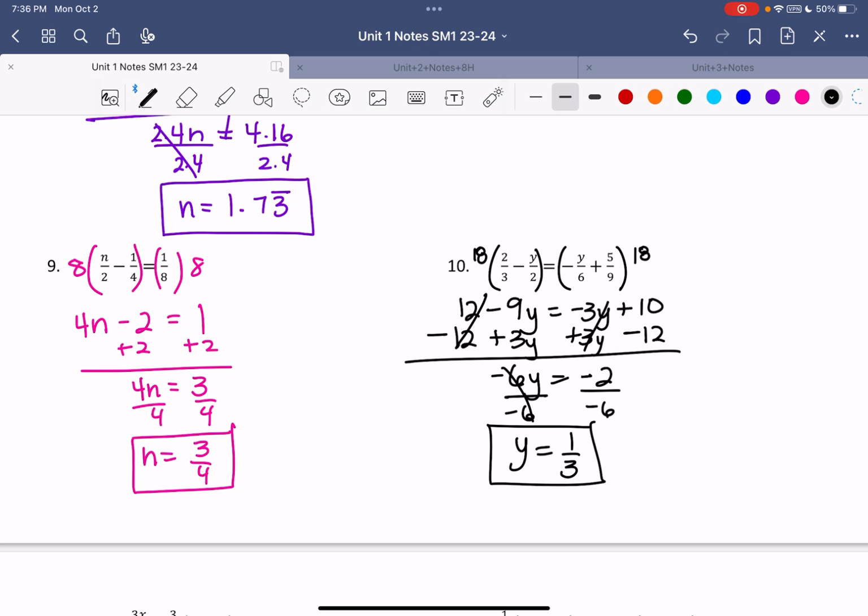All right, hopefully you're getting the hang of this. None of this should really be new other than we're working with a little bit more complicated numbers.